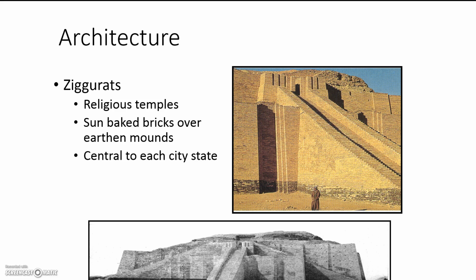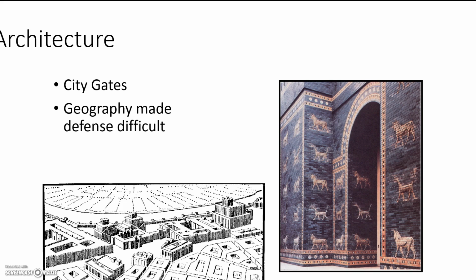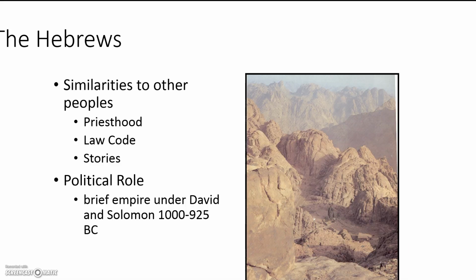Their architecture is going to be depicted by ziggurats, with the famous ziggurat being the Tower of Babel, that's from the Bible. And because their geography was very difficult, they had to build walls. Otherwise, they wouldn't be able to defend themselves. And you see the walls of the city laid out.